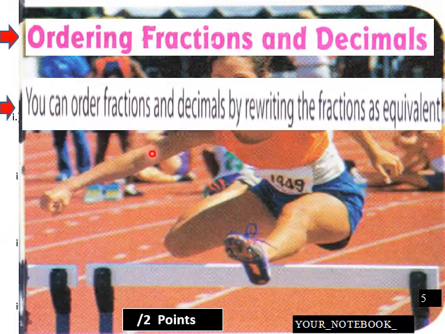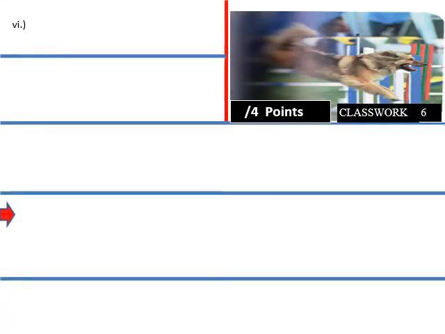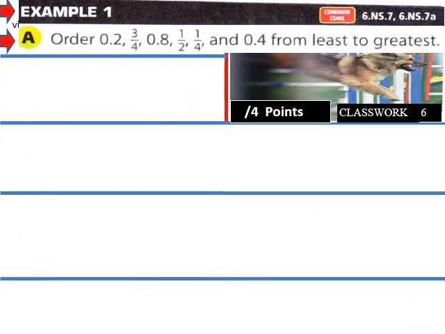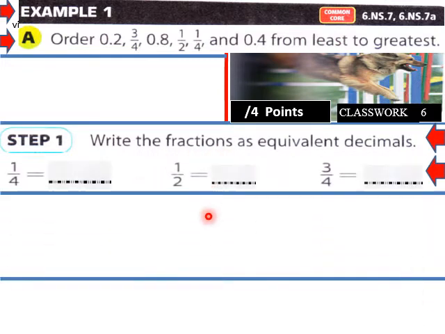Okay, ordering fractions and decimals. You can order fractions and decimals by rewriting the fractions as equivalent decimals, or by rewriting the decimals as equivalent fractions. In this example, order these numbers from least to greatest. Step 1, write the fractions as equivalent decimals. So what's 1/4 as a decimal?